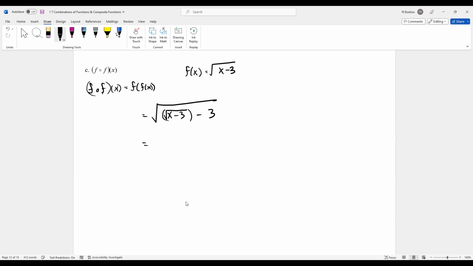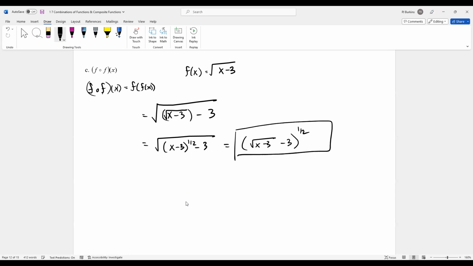I'd either write it like this, or alternatively like this. Just because you don't see square root of square root very often. I think this is probably the best way to write that. Okay. Again, there's nothing more we can do mathematically here to simplify this. So this is as good as we can get for the composite function of f of f.